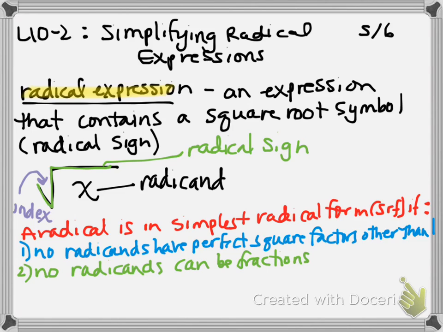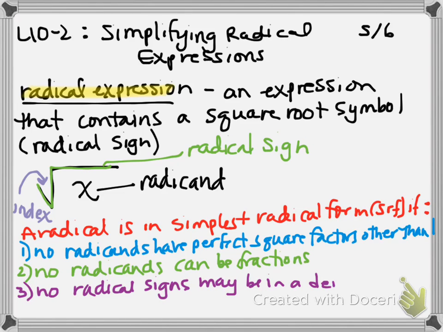Last rule: no radical signs may be in a denominator. So the only rule that we're focusing in on is rule number 1. Rule 2 and 3 are what are going to show up in your Algebra 2 class. So let's focus in on rule number 1, and that's what that sheet was all about. Everybody good?